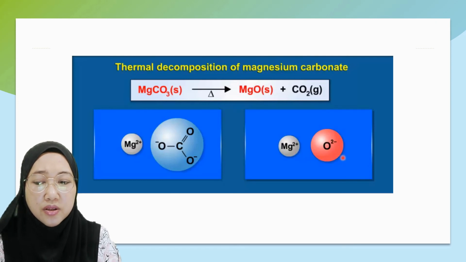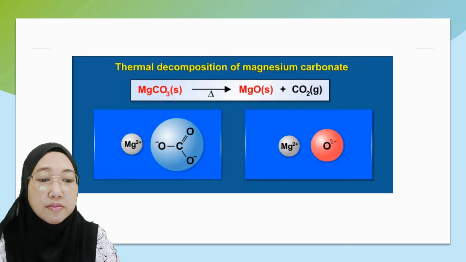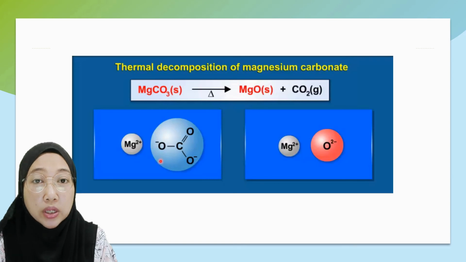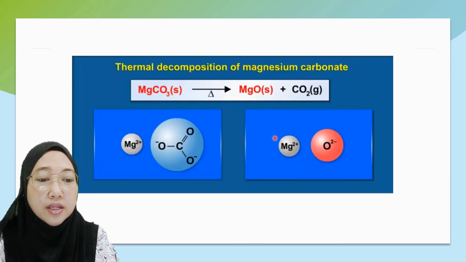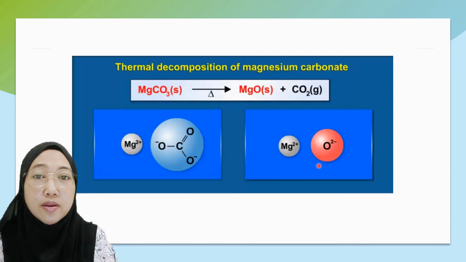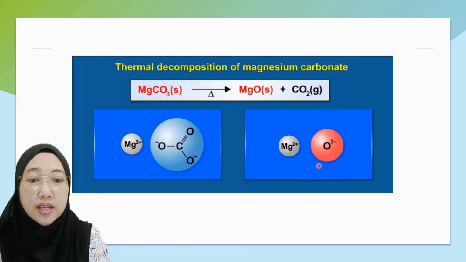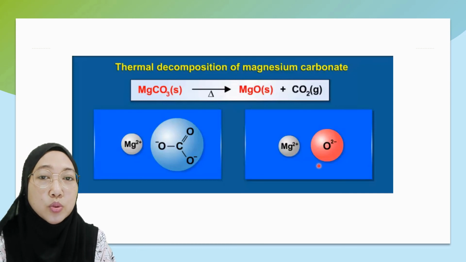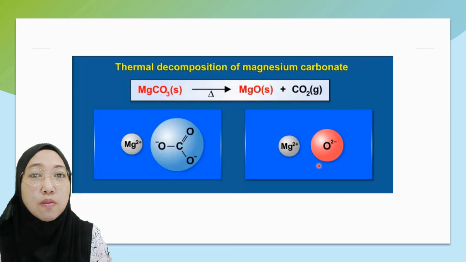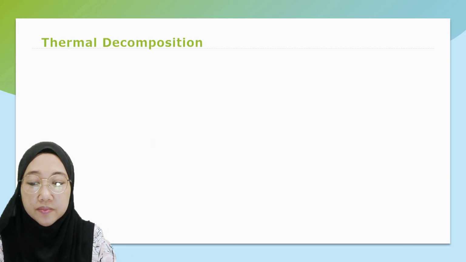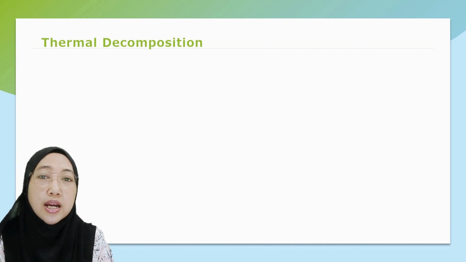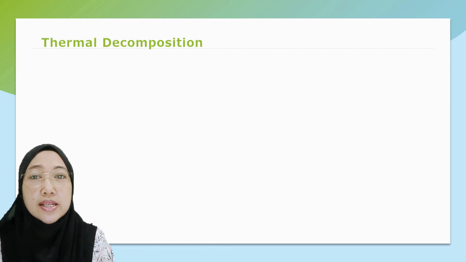Therefore, the oxide is more stable because of the stronger attractive forces. Tarikan antara magnesium ion and oxide ion is stronger than between magnesium and carbonate ion, menyebabkan magnesium oxide is more stable than magnesium carbonate. That's why bila kita ada magnesium carbonate, they easily decompose to magnesium oxide because magnesium oxide is more stable than magnesium carbonate. Same explanation goes to group 2 nitrates and group 2 hydroxides. Kalau nitrate tu, size of nitrate ion is bigger than oxide ion. That's why magnesium oxide is more stable than magnesium nitrate.